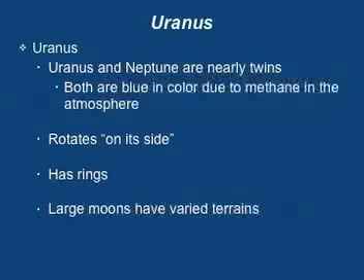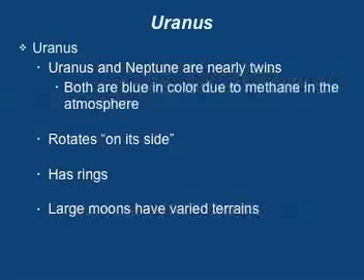They're also considered twins, although obviously Uranus is closer to the sun and Neptune's farther out. They're blue in color, so I'll show you pictures here in a little bit, and I'll teach you how to easily tell them apart. They're both blue because they have the gas methane in their atmosphere, CH4. Now, Uranus is weird in that it does something very different. It rotates on its side versus rotating on an axis like the rest of the planets do.